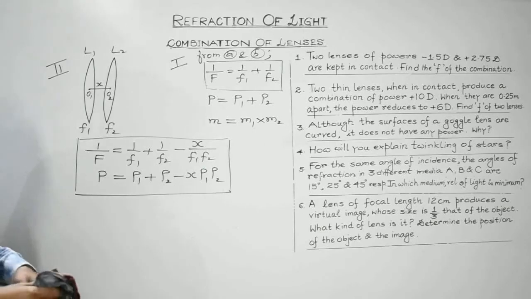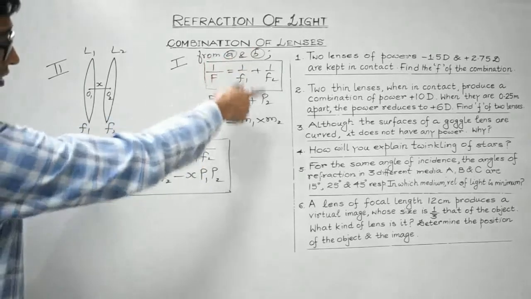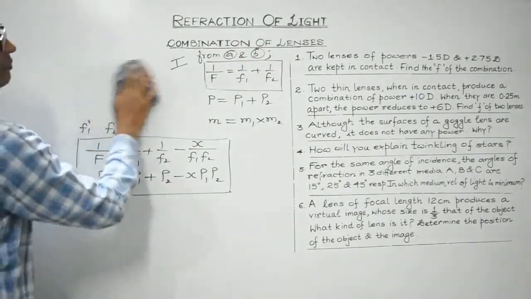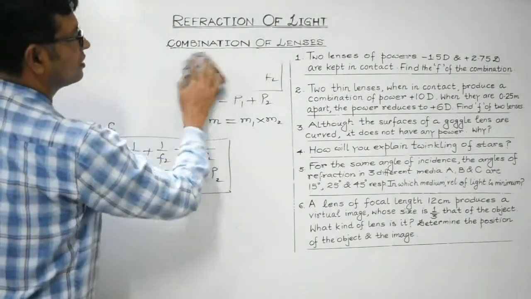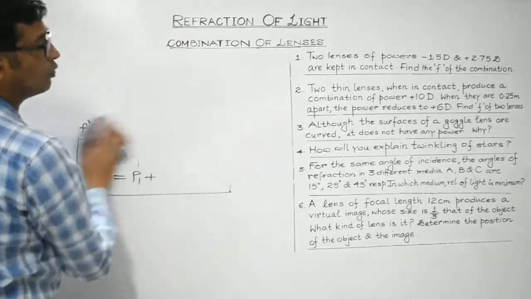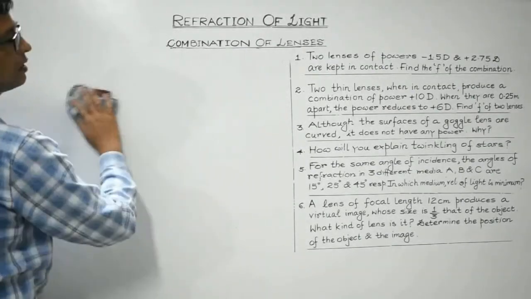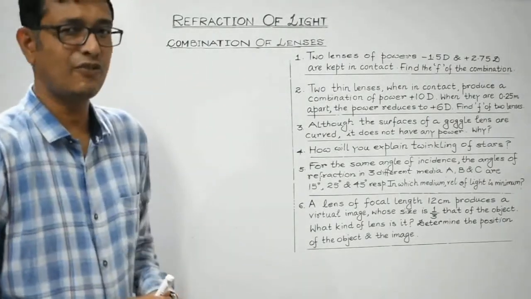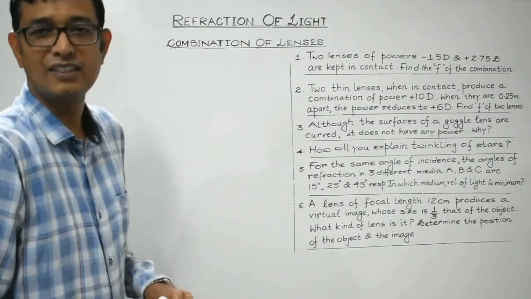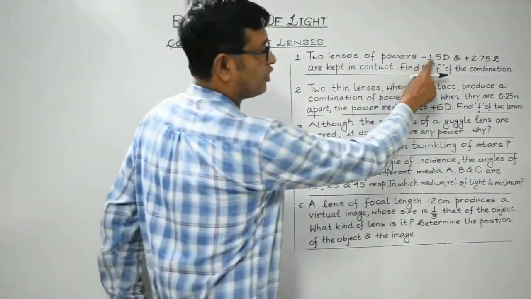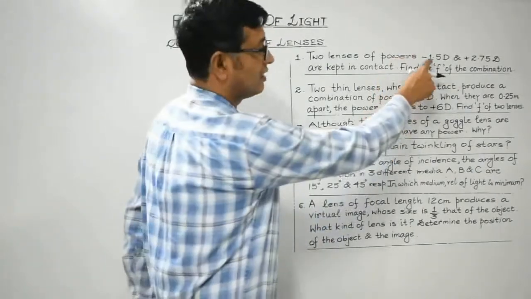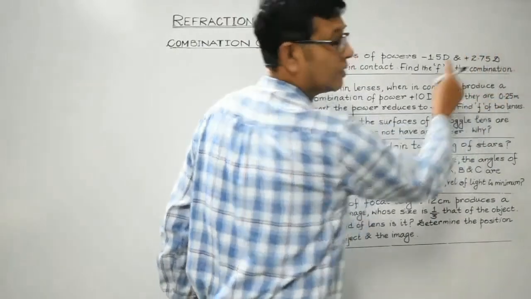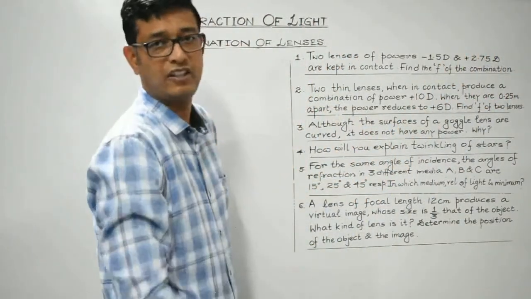Now, let's practice some numericals, right? Let's start with the first question. Students, please read that question. The first question is, two lenses of powers minus 1.5 diopter and plus 2.75 diopter are kept in contact. Find the resultant focal length of the combination. It's very simple, isn't it? What is the nature of this lens? Negative sign suggests that it is a concave lens or diverging lens. Positive power suggests that this lens must be convex or converging in nature.